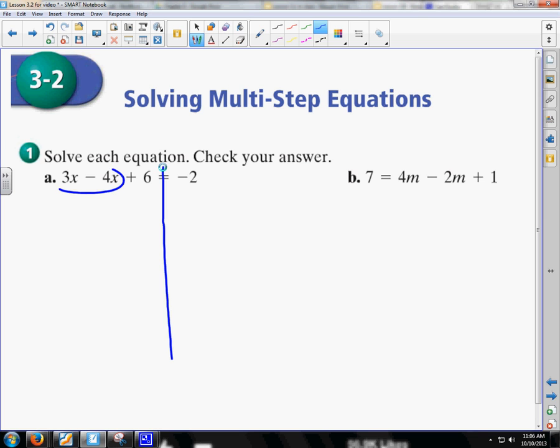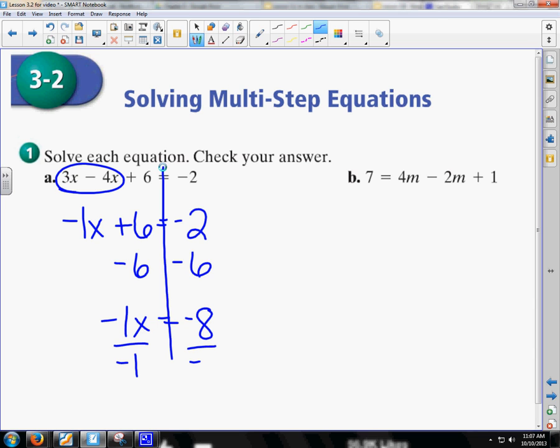I'm going to then combine like terms. So this is negative 1x plus 6 equals negative 2. So I rewrite the equation combining those terms. And then I can minus 6 from both sides. So I get negative 1x equals negative 8. And then I divide by negative 1. So x equals 8. So try this next one, and then I'll go over it.